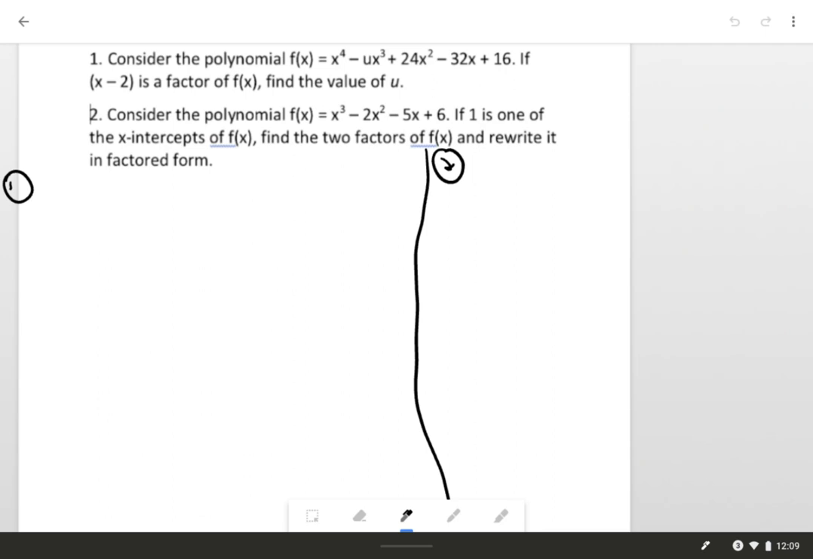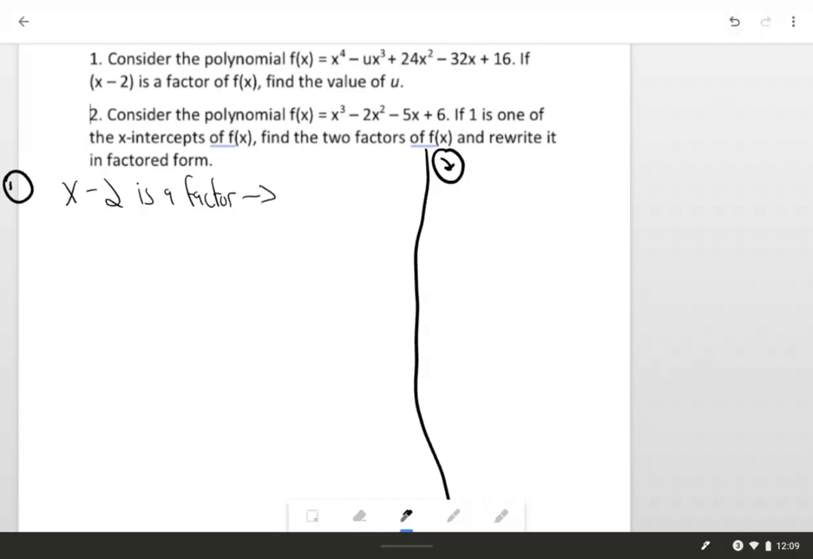So for number 1, consider the polynomial f of x equals x to the fourth minus ux cubed, that is not a typo, plus 24x squared minus 32x plus 16. If x minus 2 is a factor of f of x, find the value of u. So a couple of things here. Okay. X minus 2 is a factor. That is an important piece of information.